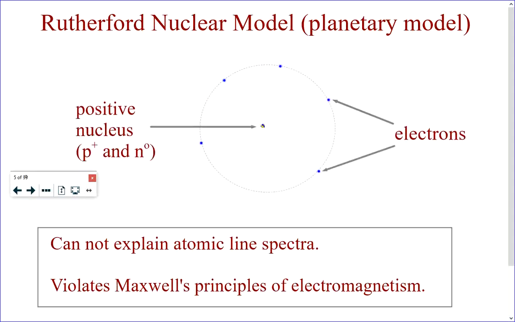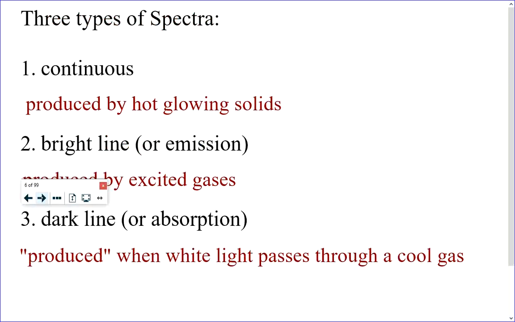Review a few other things. This is the bottom line for Rutherford's nuclear model. That's what it looks like. That's what we can visualize it as. In the nucleus, it's not just a positive thing. It's a positive nucleus that contains protons and neutrons. And again, it cannot explain the line spectra, and it violates Maxwell's principles of electromagnetism.